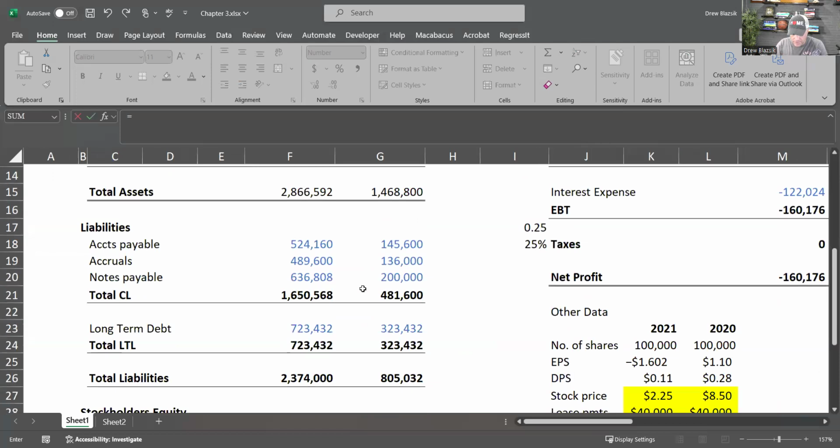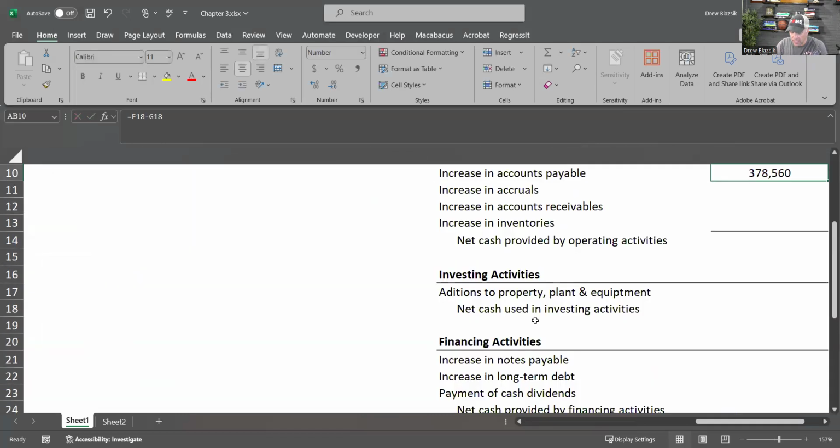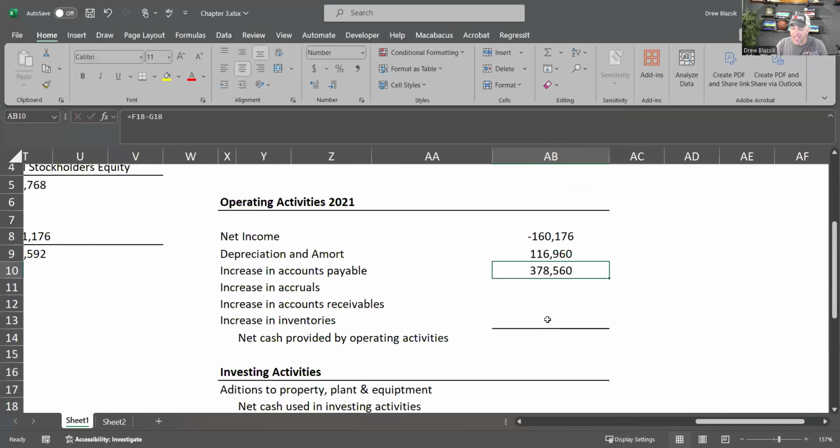So what I'm going to do is 21 minus 20. The accounts payable went up, right? That's added cash. We went more into debt this year. That's more cash available for me.